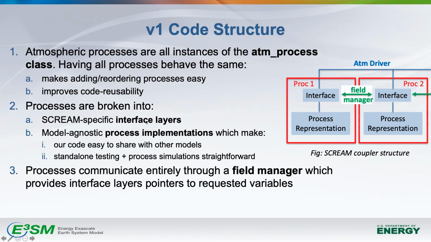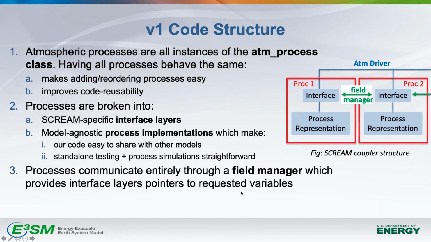Beyond that, all of the processes are broken into first an interface layer, which handles all of the Scream-specific code and gets everything into a format that the individual process implementations can use in a detail-agnostic way. That makes it easy to port these parameterizations to other models, like if you want to run it in the GFDL model or something like that, it shouldn't be that hard. And perhaps more critically, it allows us to do unit tests of these processes in a really easy way, and that is really critical to our strategy.